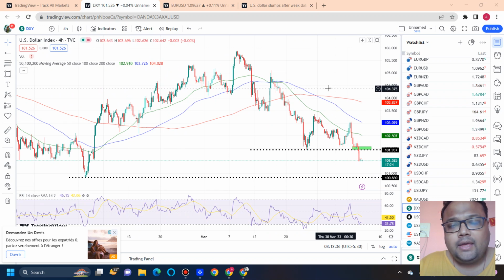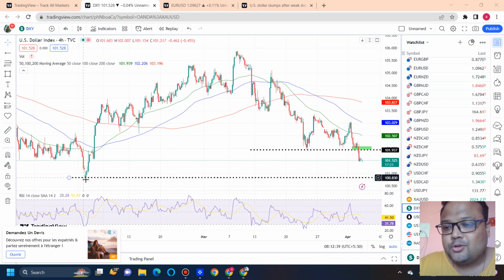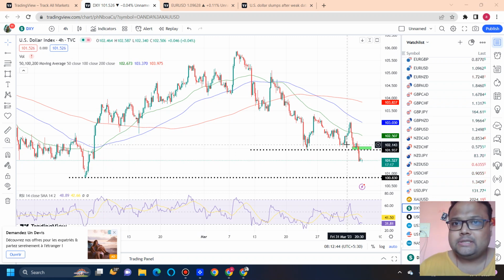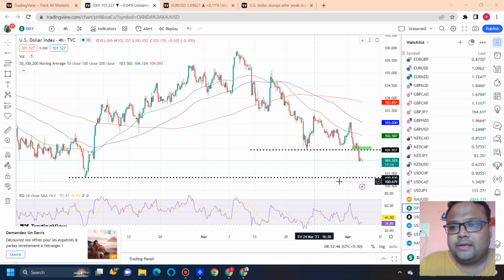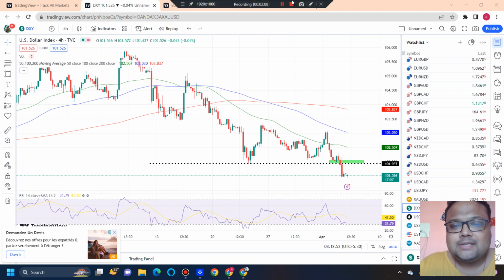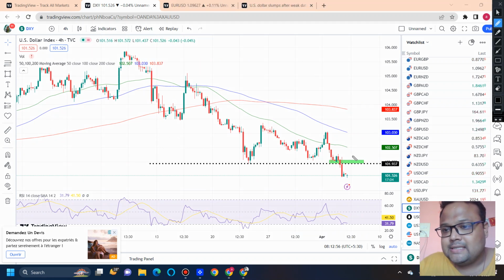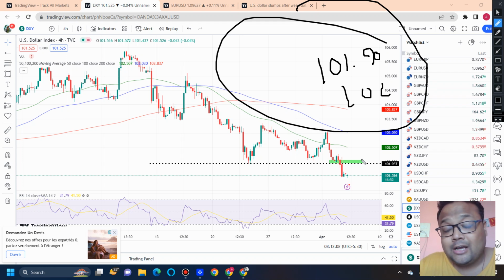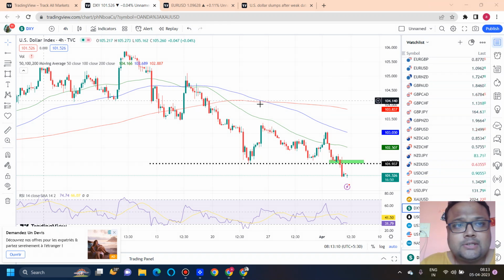So before NFP, we have support around 100.83 on the chart of DXY. If the fall continues, which is very much possible, then this level will try to provide some support to the market before NFP. And if the market tries to recover, then obviously the road will not be very easy because we have multiple resistances. The first resistance on the chart of DXY will be 101.90 to 102. The previous support will now be acting as the new resistance. So this is all about DXY.